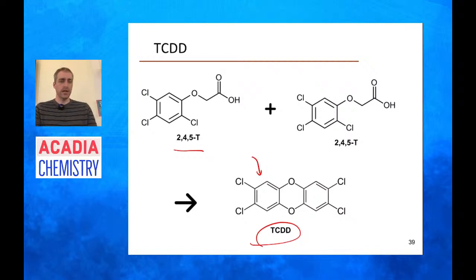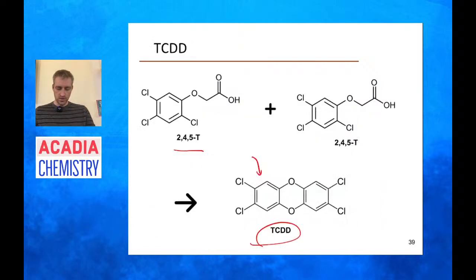And if you Google Agent Orange health impacts or something like that and look at the images, huge, huge numbers, thousands and thousands of babies were born in Vietnam in the years afterwards with extreme birth defects as a result of this.